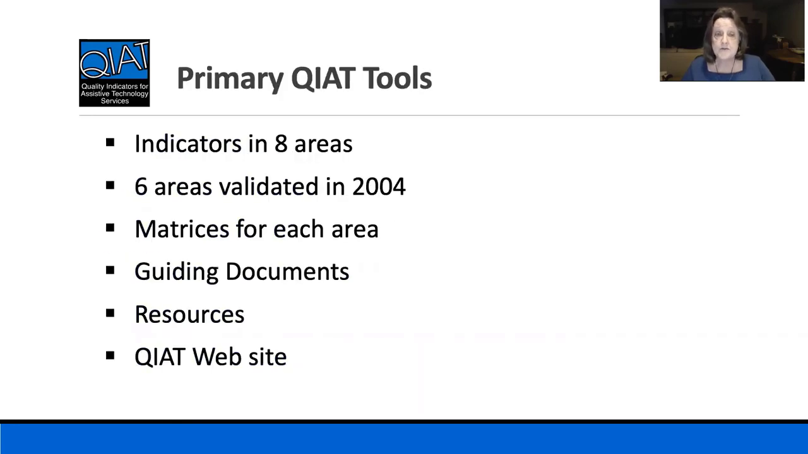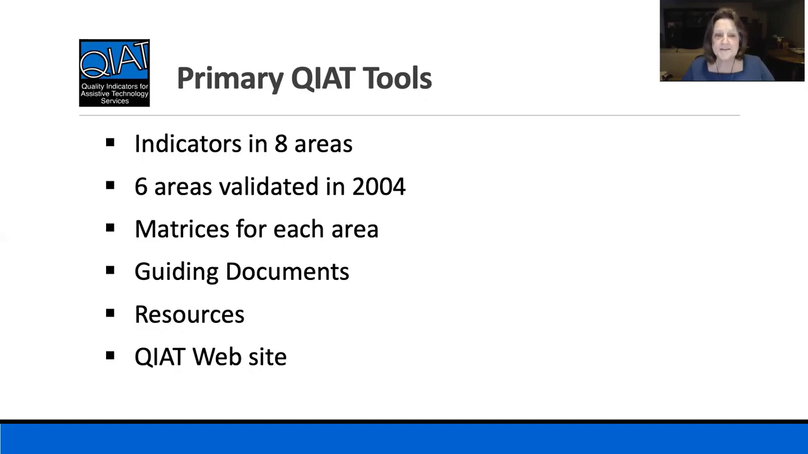The primary tools that are in QIAT are indicators in eight areas. Six of those areas were validated in 2004 by my doctoral research at the University of Kentucky. There are also self-evaluation matrices for each area so that you can see where you are and think about where you are and determine where you want to be and a little bit about how to get there.